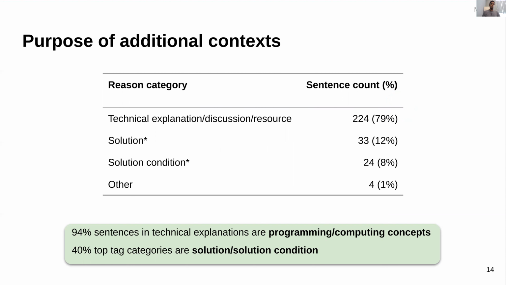And 95% of those 79% use programming or computing concepts to provide a technical explanation or a discussion. More interestingly, 20% of the solution type or solution condition types covered 40% of the popular tags that I mentioned before. For example, it could be API, library or framework, database, programming language, and so on. So what does all of this mean?